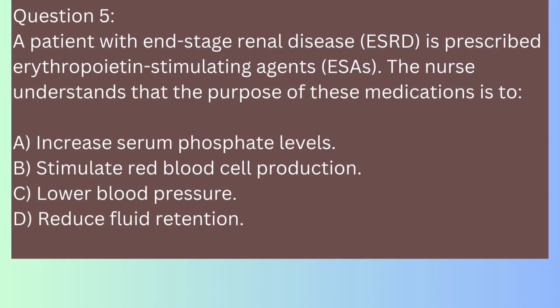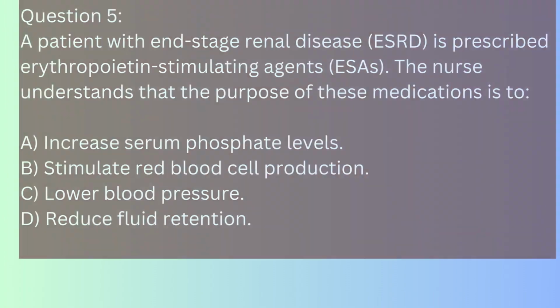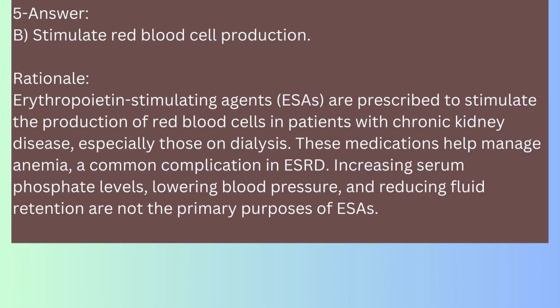Question 5. A patient with end-stage renal disease (ESRD) is prescribed erythropoietin-stimulating agents (ESAs). The nurse understands that the purpose of these medications is to A. Increase serum phosphate levels. B. Stimulate red blood cell production. C. Lower blood pressure. D. Reduce fluid retention. Answer 5. B. Stimulate red blood cell production.